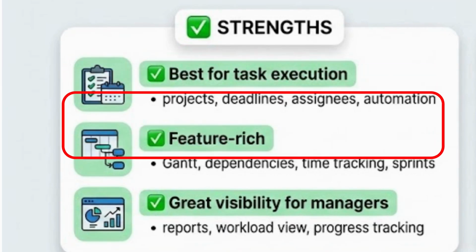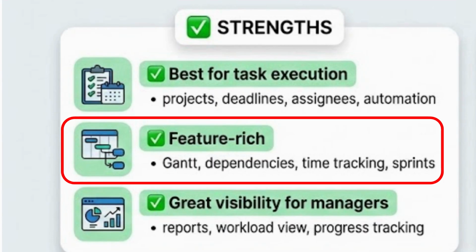The second strength is ClickUp is feature-rich. This tool has everything: list view, Gantt charts, dependencies, sprint tools, time tracking, docs inside ClickUp, forms, even automations. So if your workflow needs complex planning like a big marketing campaign, a software sprint, or client projects, ClickUp gives you the tools to control the full process.